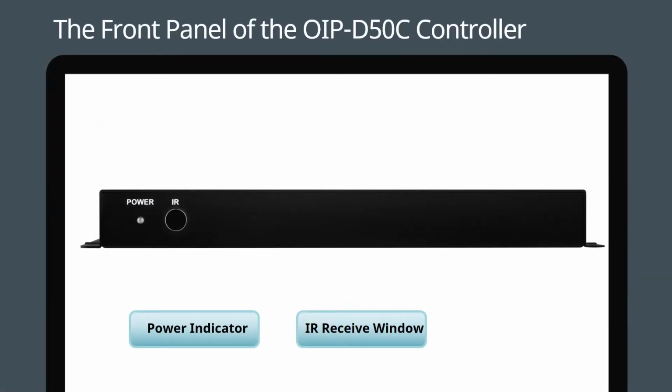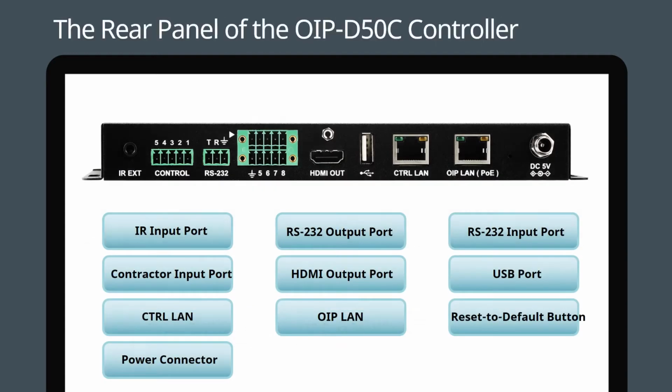The front panel of the OIP-D50C controller has a power indicator and an infrared receiver window. The rear panel has infrared input port, RS-232 output port, RS-232 input port, contactor input port, HDMI output port, USB port, control LAN, OIP LAN, reset to default button, and power connector.